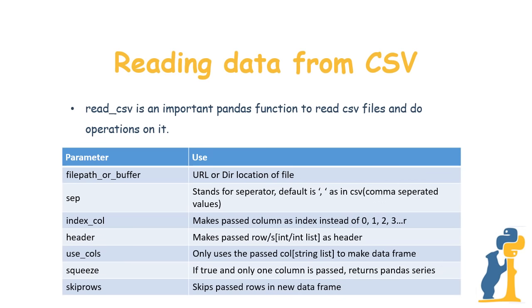For pre-processing the data, we must read the data from the files. So for that, pandas provides read_csv. The read_csv method is used to read the CSV file and do operations on it. It retrieves the data from the CSV file and stores it in a data frame or series and so on. There are several parameters used to represent the CSV file.